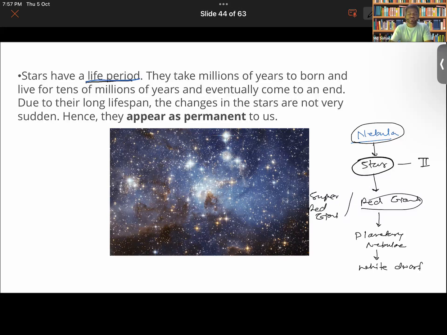Or if the star were not to become a red giant but a super red giant, then in this pathway what would happen? It might most possibly become a supernova. ये एक supernova बन सकता है. Then, after becoming a supernova, it might become either a black hole or a neutron star.